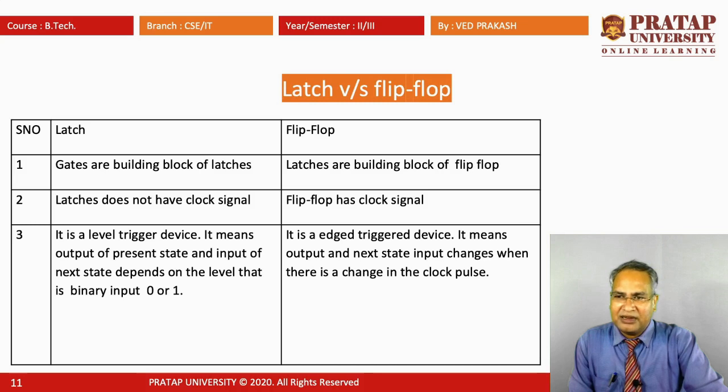A latch is a level triggered device. It means the output of the present state and input of the next state depend on the level, that is, binary input 0 or 1. While the flip-flop is an edge triggered device. It means output and next state input change when there is a change in the clock pulse. It means when the clock goes positive and negative, then some changes are made.